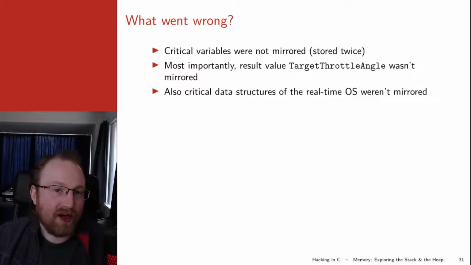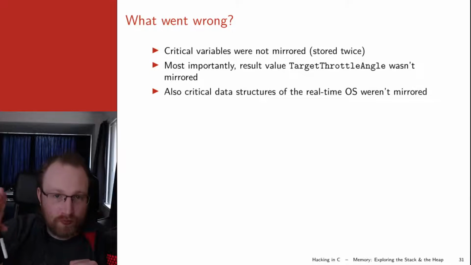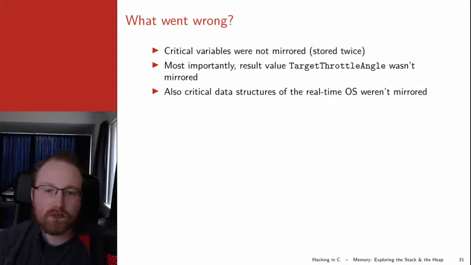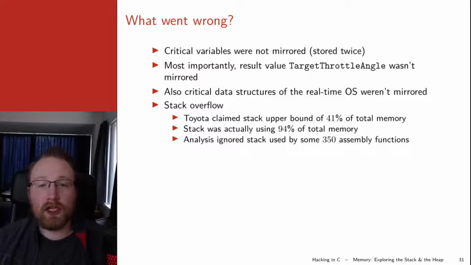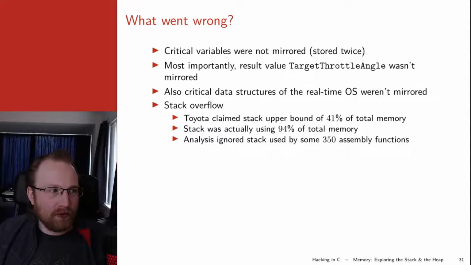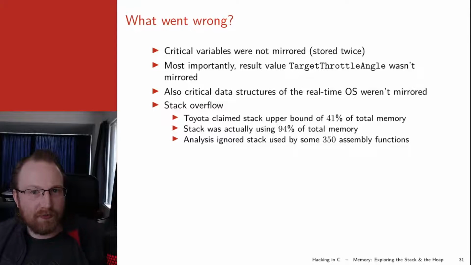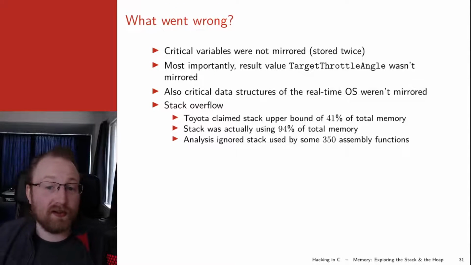Most importantly, the variable target throttle angle wasn't mirrored. Target throttle angle is basically how far you have depressed the gas pedal. Other critical data structures in the operating system also weren't mirrored. And, well, there was a stack overflow. So Toyota analyzed its stack and claimed it would only ever occupy 41% of total memory, so all these unmirrored variables, we can just put them in this other 59% somewhere. And they did that, and then it turned out that the stack was actually using 94% of total memory.